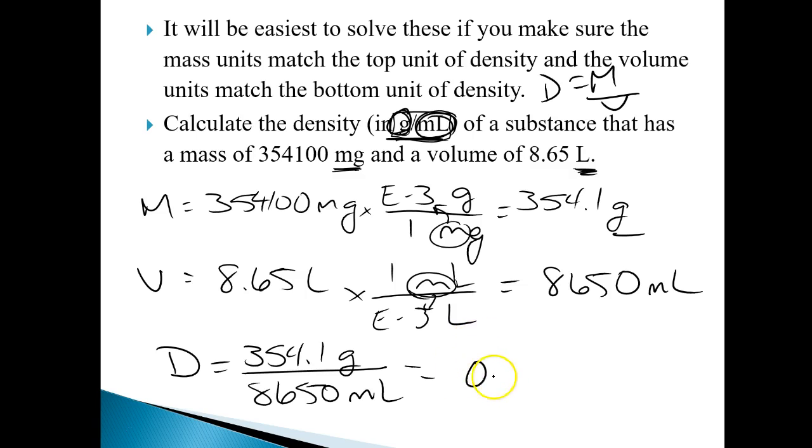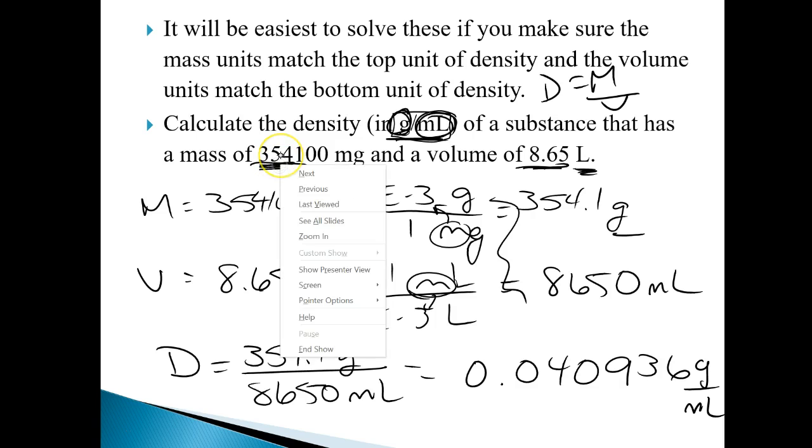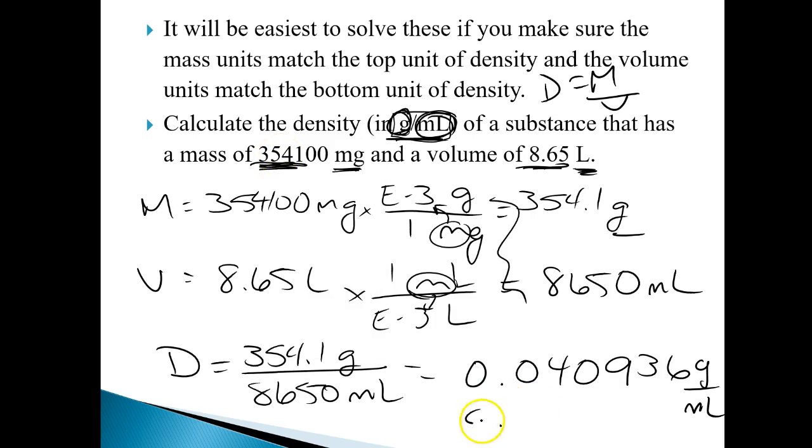You get 0.040936. Okay, units are grams per milliliter. Make sure you include those. In terms of sig figs, you go back to the original problem. You don't look at what you've done here. You go back to the original problem. That has 3, that has 4. It means my answer is 0.0409 grams per milliliter. Okay?